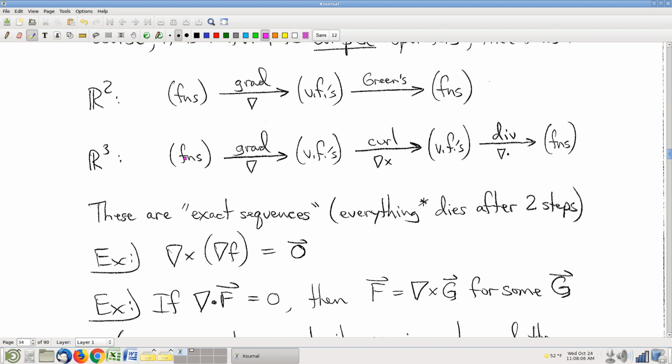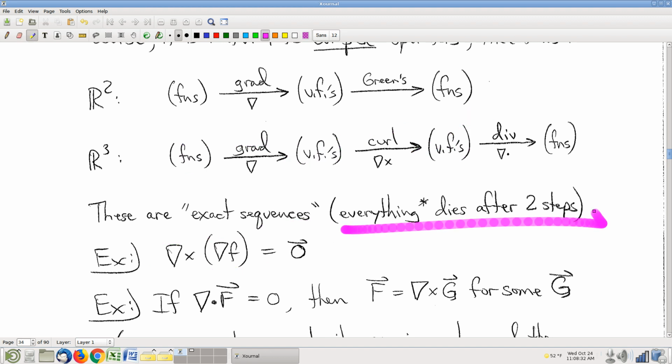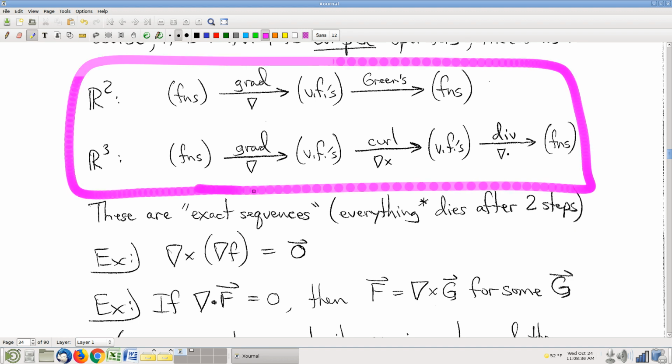The idea here is that if you have some function, if you compute its gradient, and then you compute the curl of that, you will get 0. That's weird. Right? Who saw that coming? That's not obvious that this works. You can calculate it out and confirm that that's the case, but it's really not obvious. Here's another version of this. Everything has a lifetime of 2. If you compose things in this way, another example.